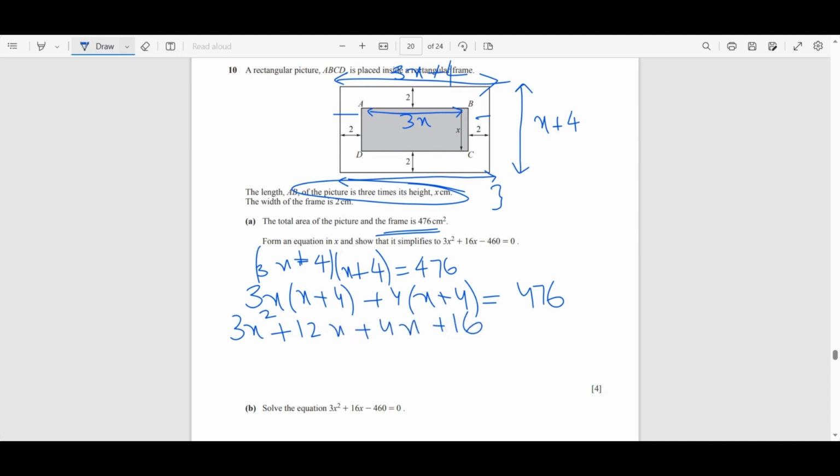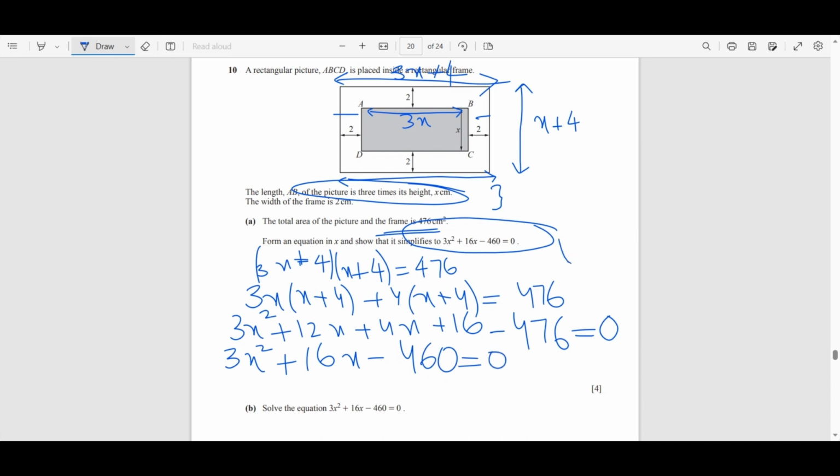Because we see in the question that we have to form an equation and simplify it to this, that means the right side should be 0. So I'm moving this 476 to my left and I'll be left with 0 on my right. So 12x and 4x give me 16x, and 16 minus 476 is negative 460.